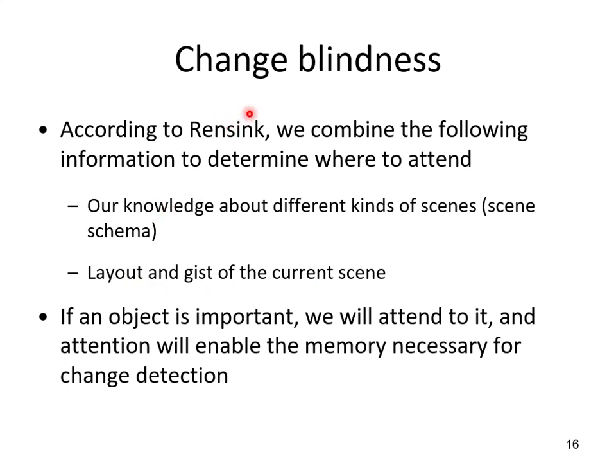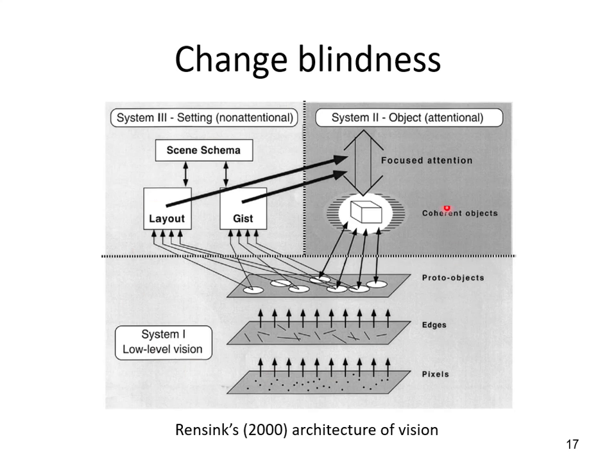And Rensing proposed a way for us to understand the process. So this part refers to the visual processing. Nothing special. From the retina, you identify some basic features, and then you form some objects. So this is the basic visual processing.